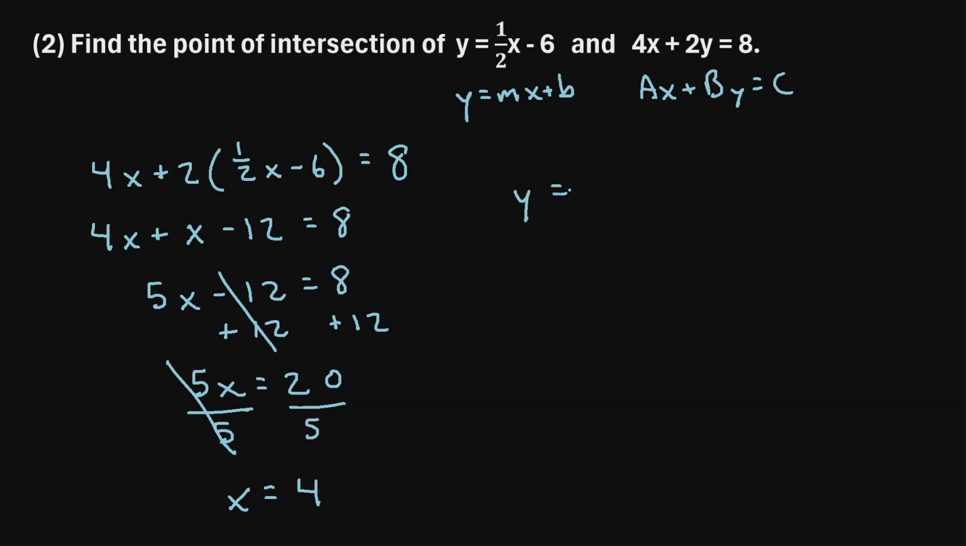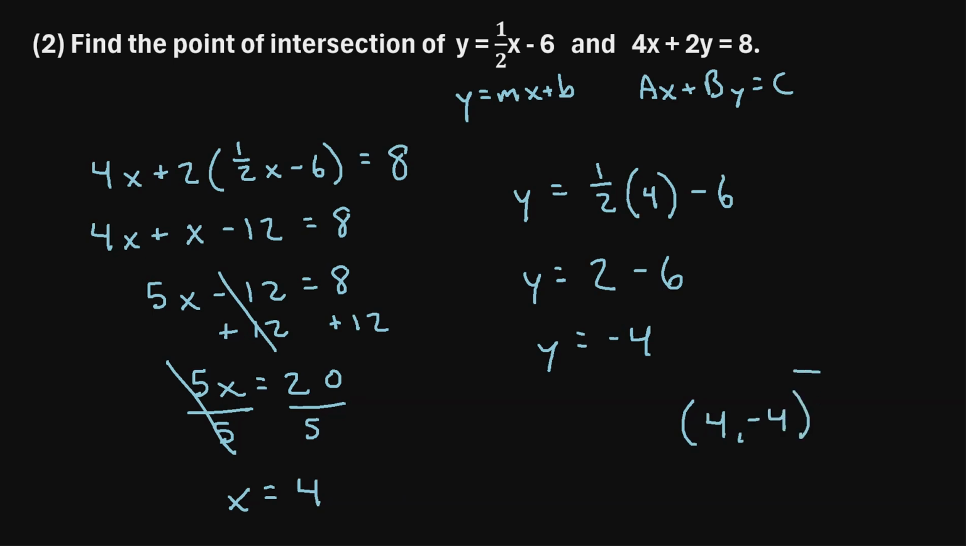So we would get y is equal to 1/2. Instead of x, we're going to plug in this 4 right here. So y is equal to 1/2 times 4, that's 2, minus 6. And then we get y is equal to 2 minus 6 is negative 4. So the point of intersection, or the xy coordinates where they intersect, is going to be 4, comma, negative 4. That is where those two lines intersect.